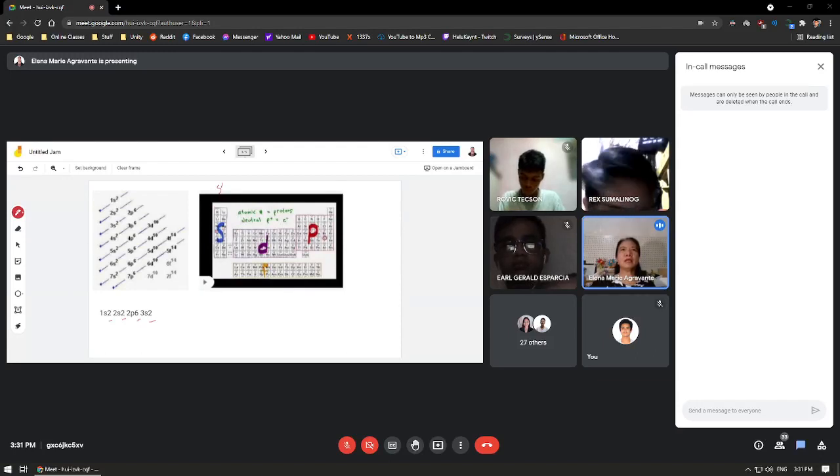That's why these elements belonging to this block are called the S block elements. Elements whose configuration ends in P1, P2 until P6 fall on the P block. And we have here the D block for the transition elements, and then the F block here for the 4F and 5F.